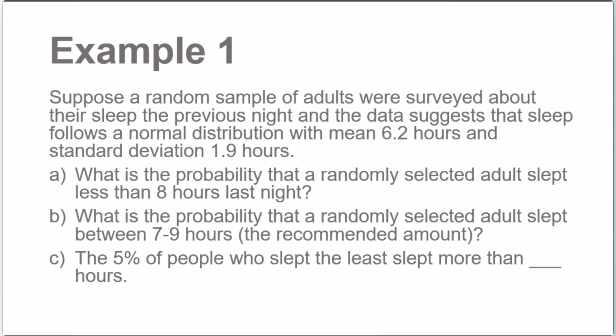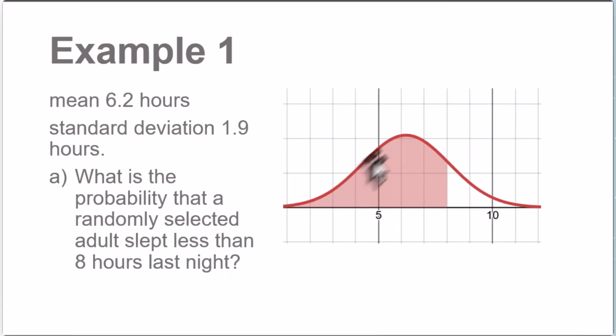So visually speaking, what we're looking at here is this normal distribution curve with a mean of 6.2 hours. So I'm showing a graph here. The peak of this bell curve is at 6.2. And then the standard deviation 1.9 is controlling how spread out the peak is. This would be a little more spread out than the standard normal distribution. So the probability that a randomly selected adult slept less than 8 hours would be the area that has 8 on the right and goes all the way to the left. So this is shaded in pink here.